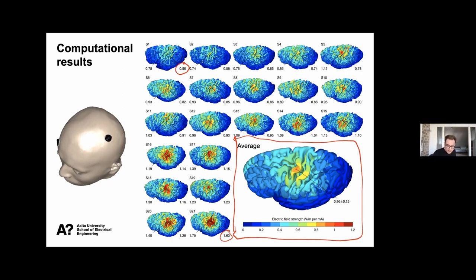And for the analysis, I found the location that gives the highest electric field value. And then from each participant, I extracted the electric field value corresponding to that location. So each brain was registered to each other using FreeSurfer. So these are the electric field values that I used for the statistical analysis.